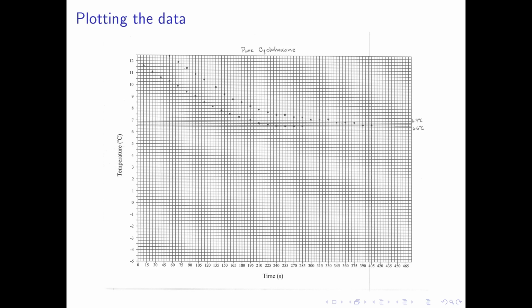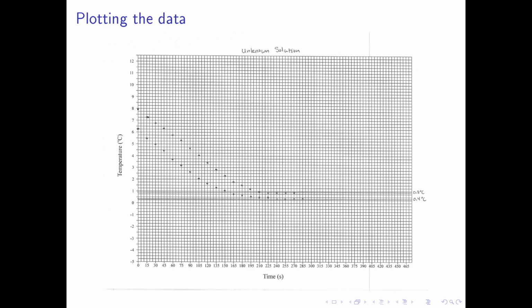Notice that at the plateau for each run, I have used a ruler to draw a horizontal line indicating the average freezing point for each of the 2 runs: 6.7 degrees Celsius for the first run and 6.6 degrees Celsius for the second run.